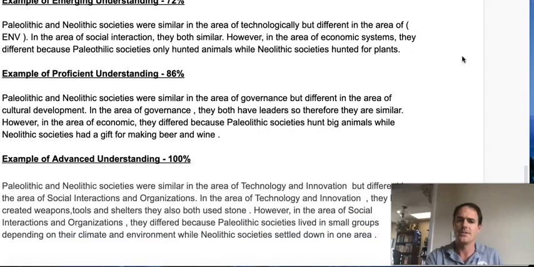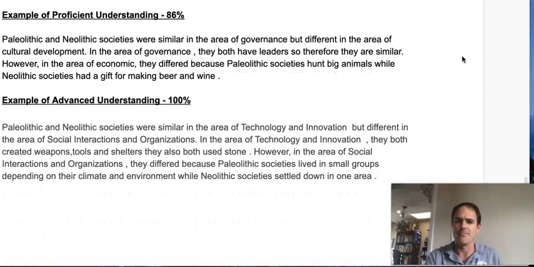Okay, here's an example of a proficient understanding, a B. Paleolithic and Neolithic societies were similar in the area of governance, but different in the area of cultural development. In the area of governance, they both have leaders, so therefore they are similar. However, in the area of economic, they differed because Paleolithic societies hunted big animals, while Neolithic societies had a gift for making beer and wine. So here's why it wasn't quite advanced.